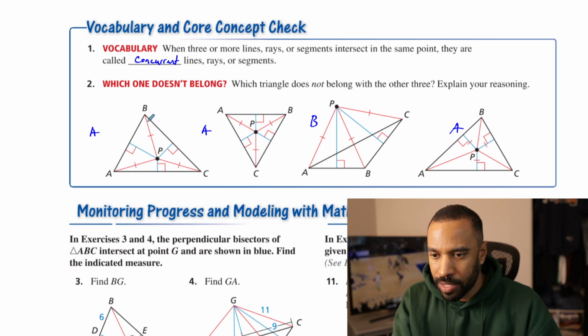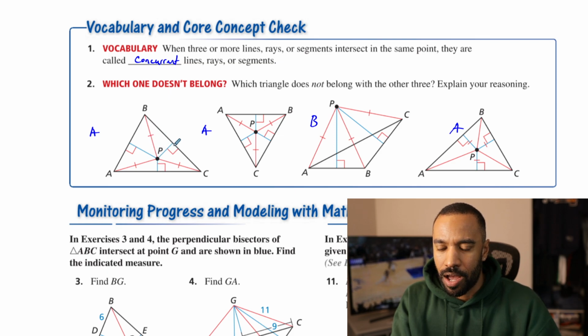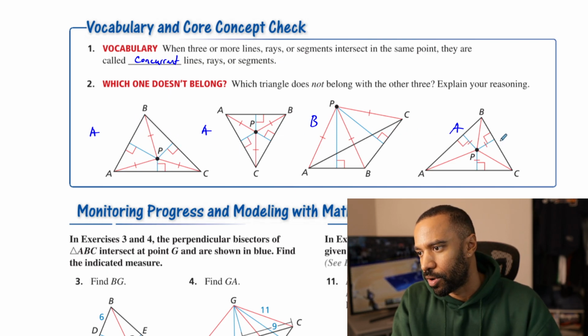They are showing circumcenters. Sorry, this one they're showing a circumcenter. That's a circumcenter. They're showing circumcenters for all of them.